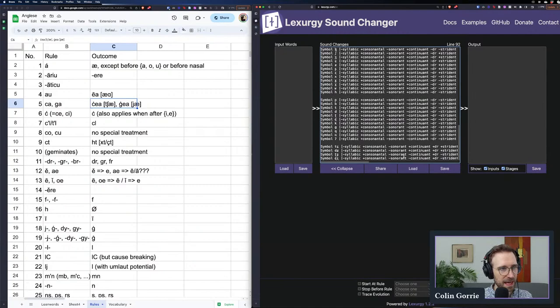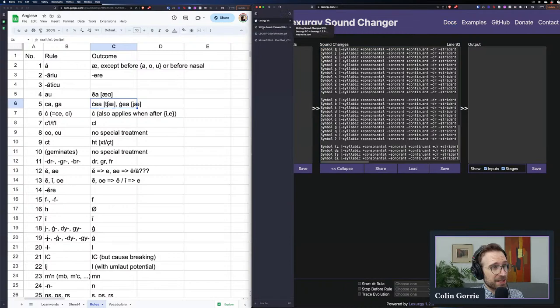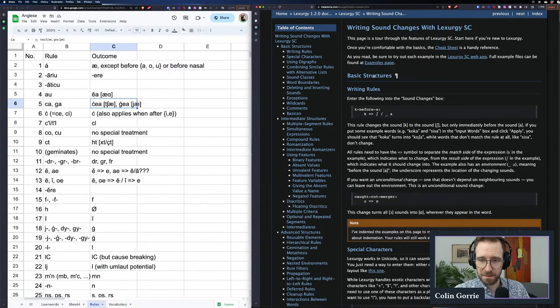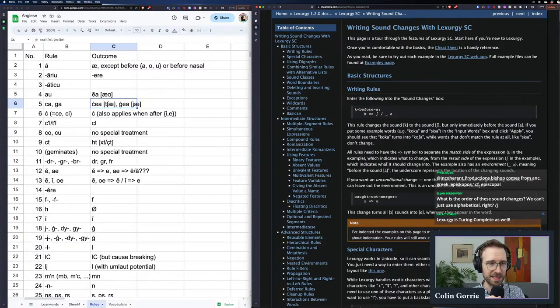And I think what we're also going to need to do is get up some Lexurgy docs because Lexurgy is a very powerful piece of software, but it definitely has some learning curve. So with all of that said, let's get started. For those of you who haven't used Lexurgy before, Lexurgy is essentially a sound change applier. And one of many such programs that have been made over the years, but this one is really good because it's extremely powerful and it lets you do a lot of the things that you really want to do as you're doing diachronic linguistics.